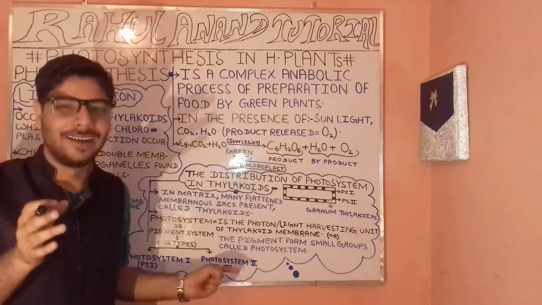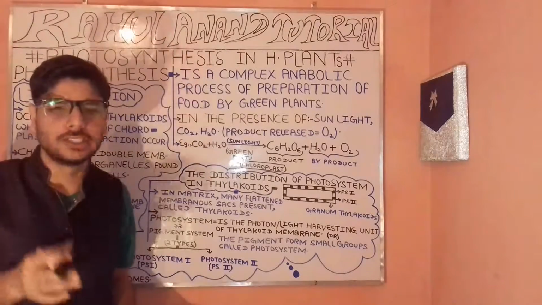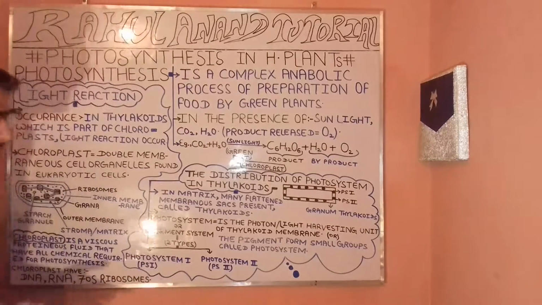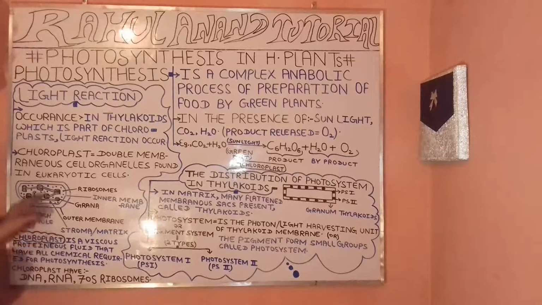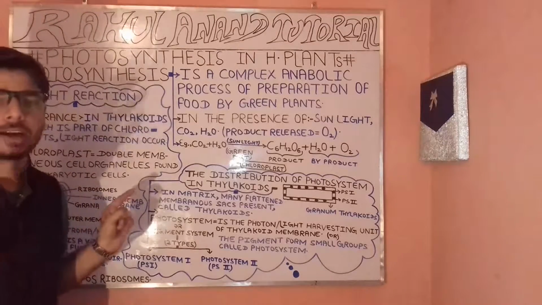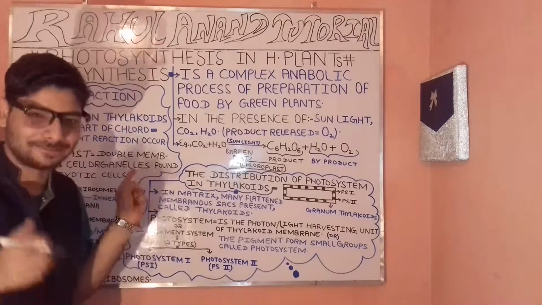Here, the stroma as well as what? The stroma and the thylakoid positions in terms of your chloroplast, here on the board. The stroma as well as the matrix. So these will be present here. That means your thylakoid is in your chloroplast region.